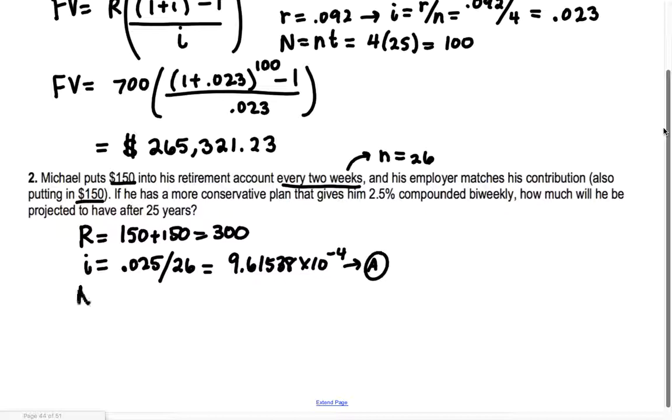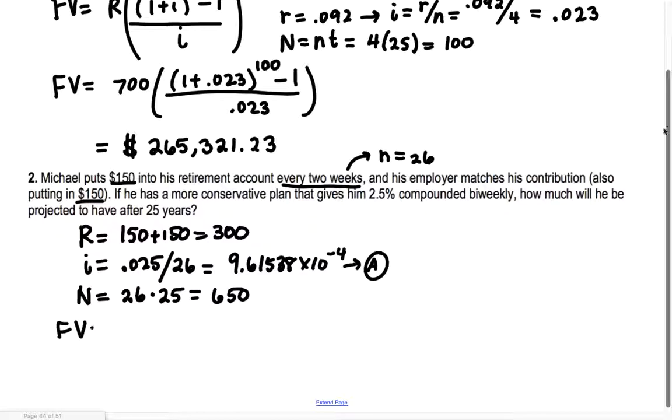And the last number we need is capital N. What's N? 26 times 25 years. Is it 25 years? Yeah. So we get 650.